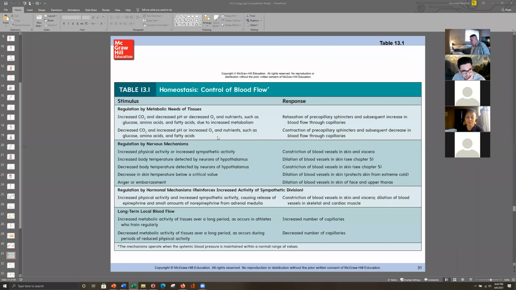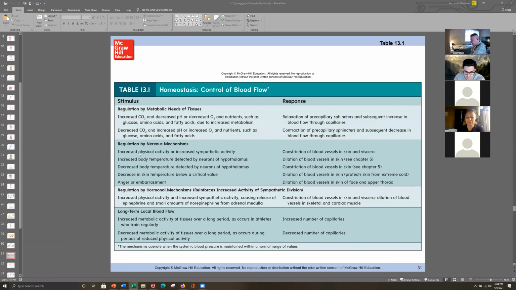Let me see if there's anything I wanted to talk about here. Yeah, this is pretty much stuff that we mentioned before, but regulation of metabolic needs of tissues: increased carbon dioxide and decreased pH, or decreased oxygen and nutrients such as glucose, amino acids, and fatty acids due to increased metabolism can cause a relaxation of precapillary sphincters and subsequent increase in blood flow through the capillaries if necessary. And then the opposite, so decreased carbon dioxide and increased pH, or increased oxygen and nutrients such as glucose, amino acids, and fatty acids, can cause contraction of precapillary sphincters and subsequent decrease in blood flow through them, right?